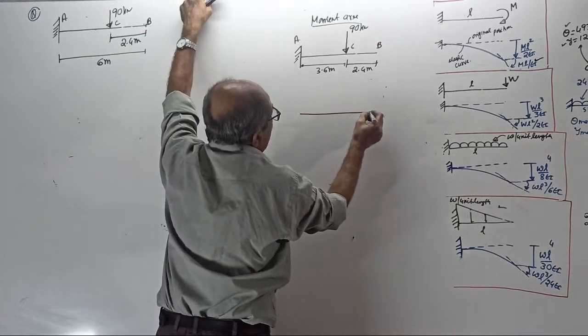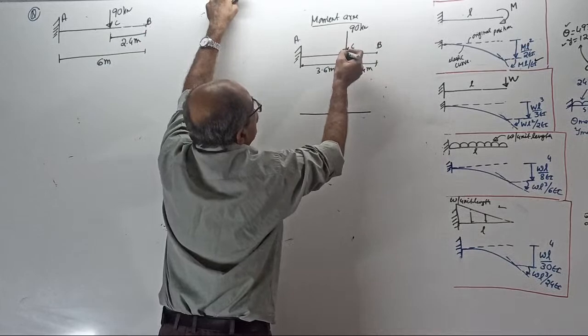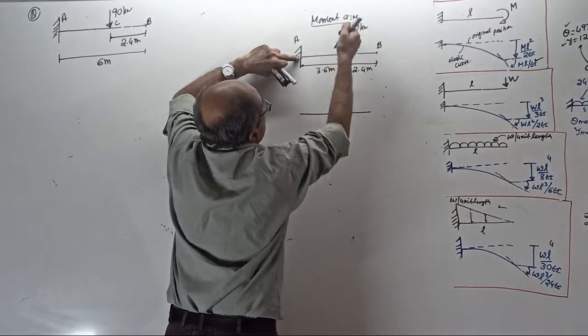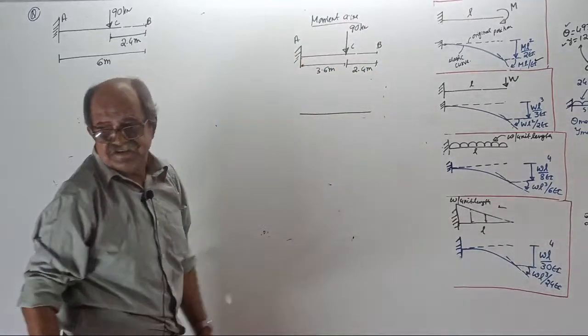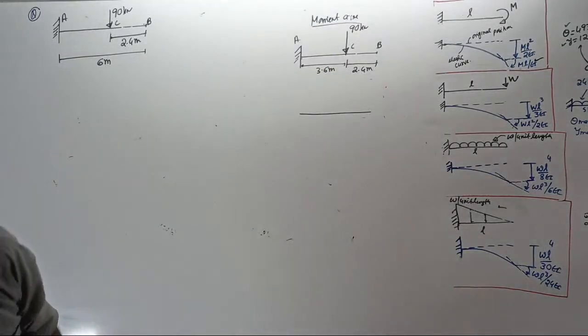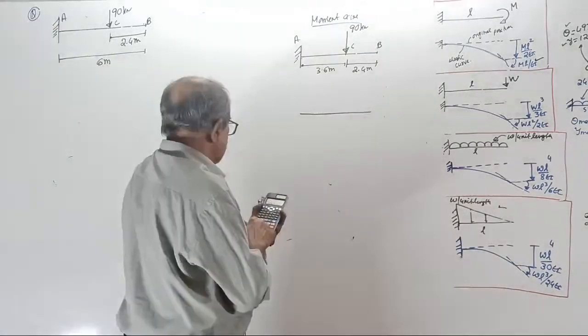Draw the bending moment diagram. 0, 0, here 90 into 3.6. That is all you should make. Side is not required.